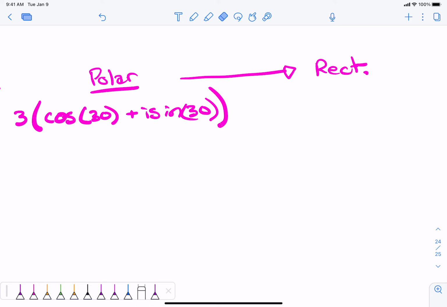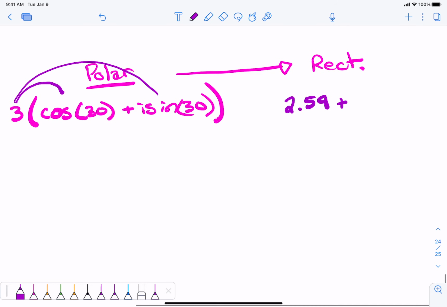How do I do that? Yep, that's a simple plug into your calculator. So I want to distribute the 3 through. So you take 3 times cosine of 30. What is that? It's maybe some decimal. What is it? 2.59. Okay. Plus, what's 3 times sine of 30? Is it 2? Or no. Nope. 1.5. 1.5i. Yep. This would be the rectangular form.